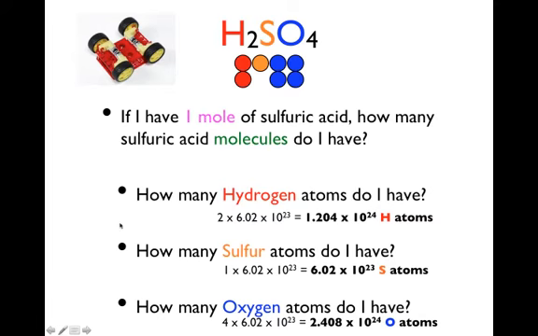And again, hopefully you can see that this is related to the car question that I asked earlier. Here there are 4 wheels per car. Here there are 4 oxygens per molecule. There also happen to be 2 hydrogens per molecule and 1 sulfur per molecule. But the principle is the same as the way we figured out the number of wheels on a dozen cars.